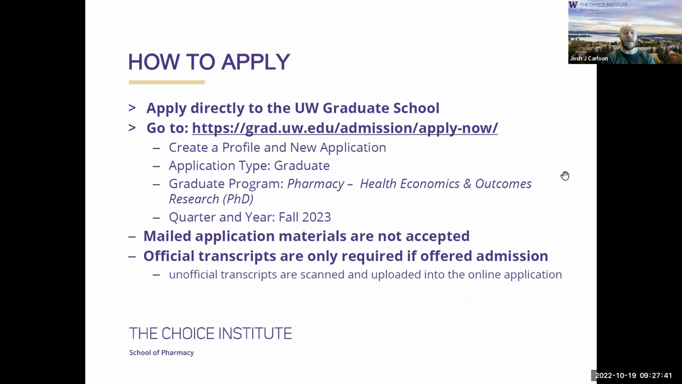Okay. Here's how to apply. You basically apply directly to the UW Graduate School. There's a link here. You create a profile and a new application. You're a graduate student, so that's the application type. Here is the program information, so you would select that program for admittance in fall 2023. We do not accept mailed application materials, and official transcripts are only required if offered admission. So you don't need the official ones in order to apply, but they will be required to actually get the offer of admission.